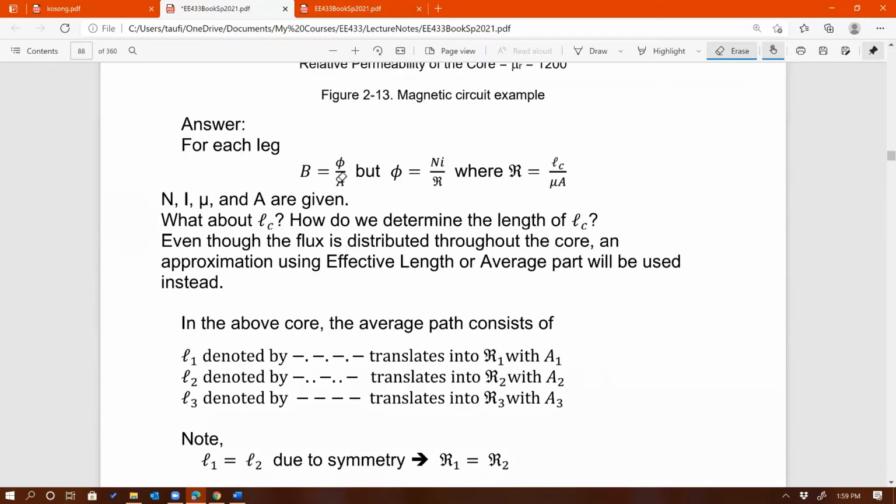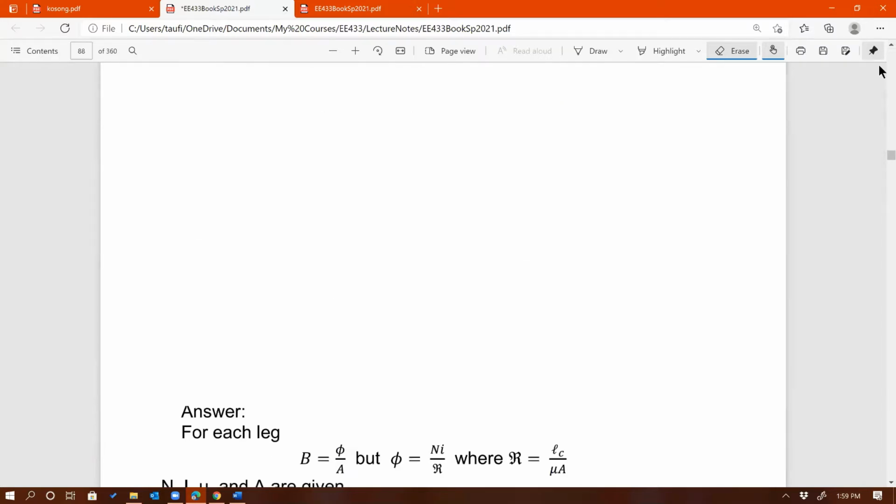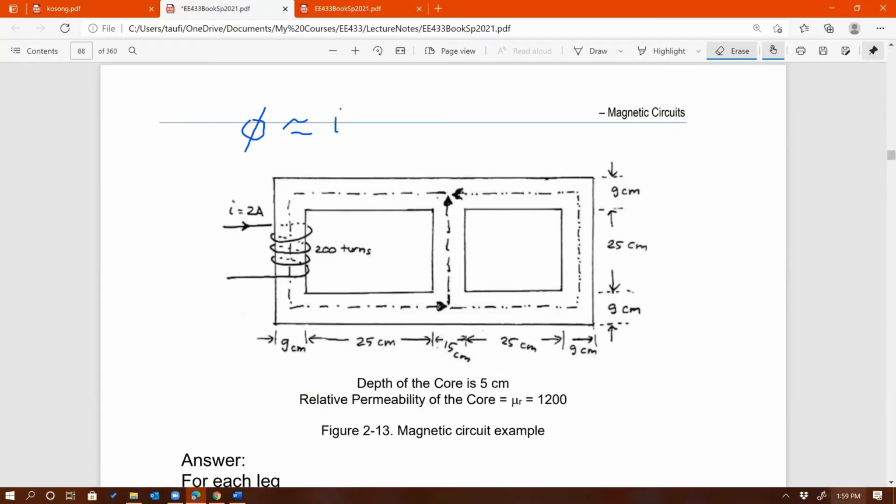For each leg, we know that flux density is flux over A, but flux by itself is Ni over R. So that's why I said earlier that we should be able to calculate the flux, because we know what Ni is. And reluctance is going to be a function of the geometric shape of the structure of the core. R by itself is LC divided by mu A, as we already know. And so for this example, we can define different segments. Oh yeah, I think that's important as well. Many ways to solve this problem.